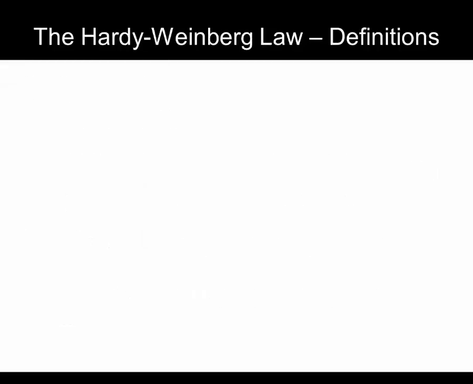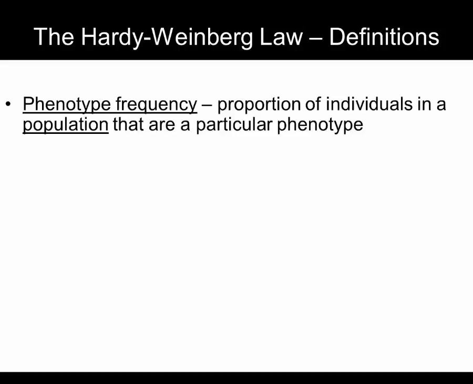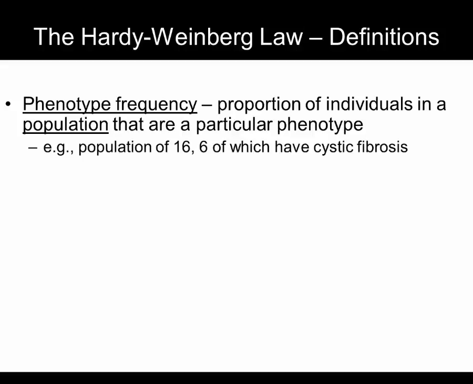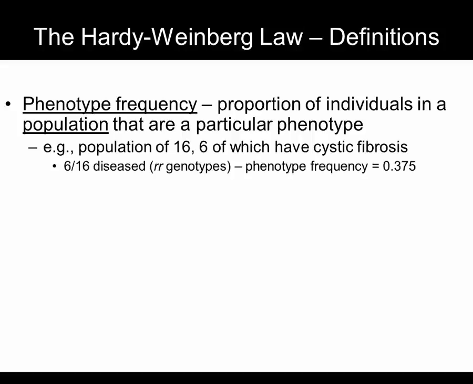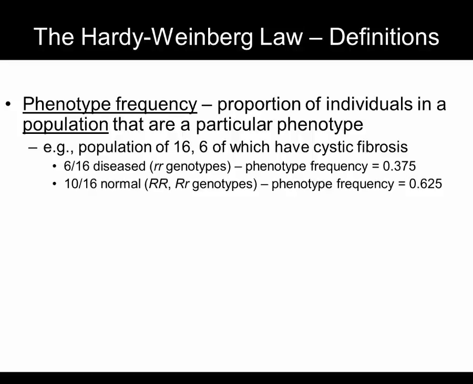So I used a lot of new terms on that last slide. Let's go over some of them now. Phenotype frequency is the proportion of individuals within a population that have a particular phenotype. Let's say we're looking at a population of 16 people, and 6 of them have the autosomal recessive condition, cystic fibrosis. So the phenotype frequency for the disease is 6 out of 16, or 0.375, while the frequency for the normal phenotype is 10/16, or 0.625.